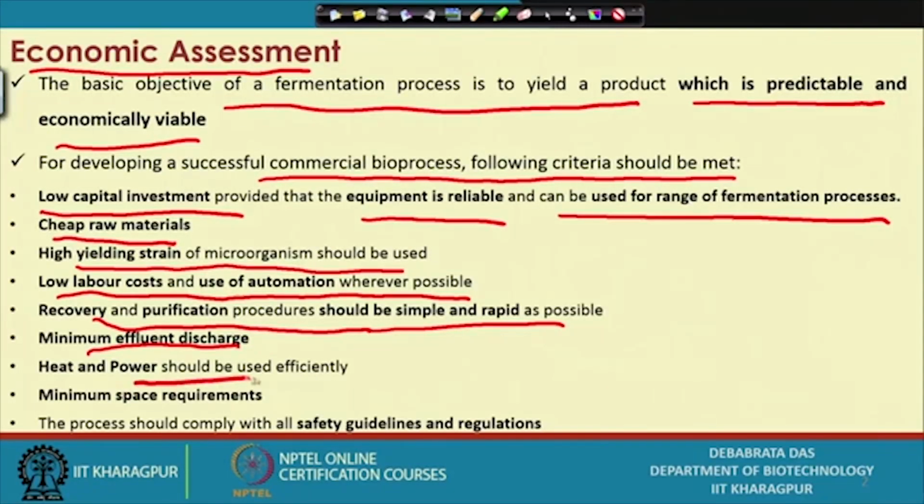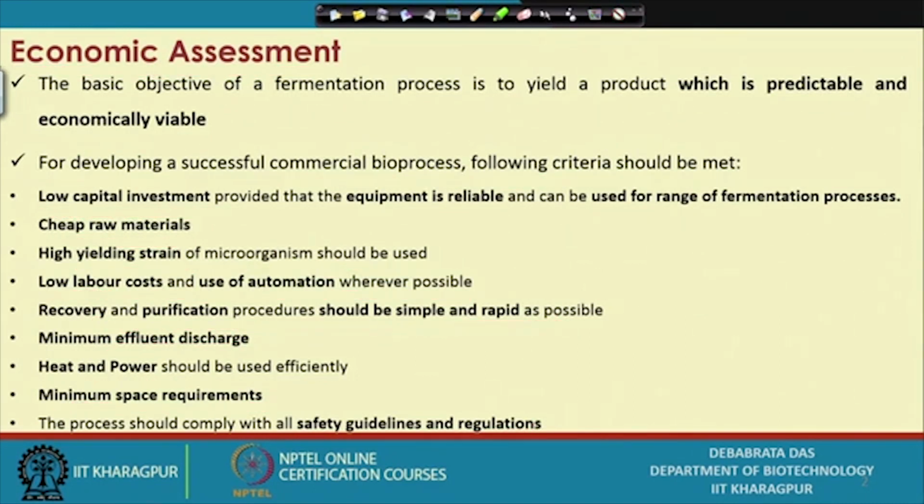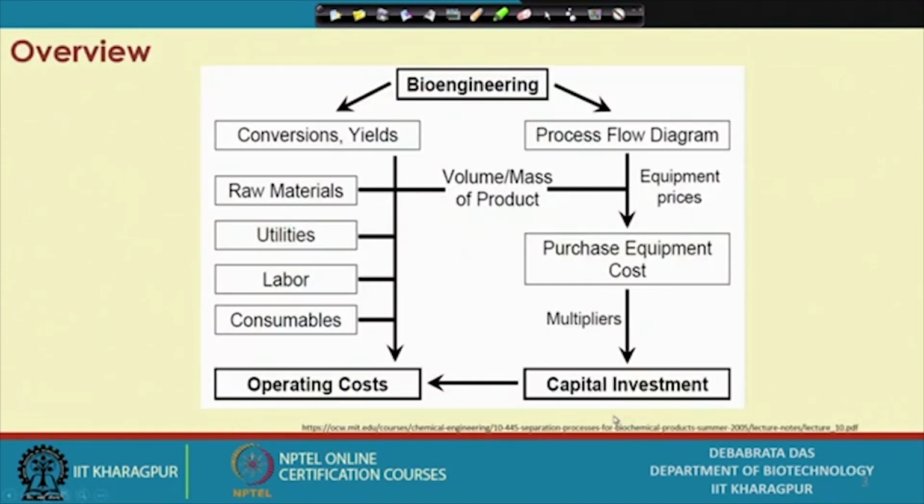So, this is very important, and heat and power should be used efficiently. How efficiently we use the heat and power, minimum space requirement, that is also very important, and compliance with safety guidelines and regulations. These are all the things we shall have to take into consideration for the economic assessment.